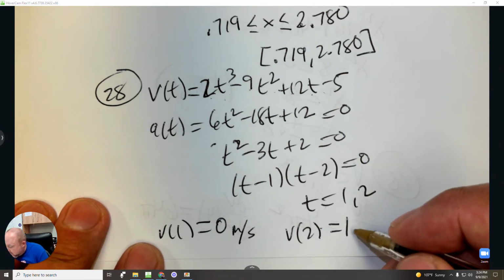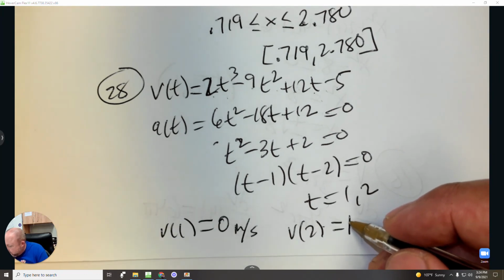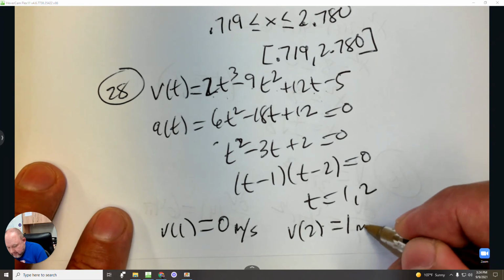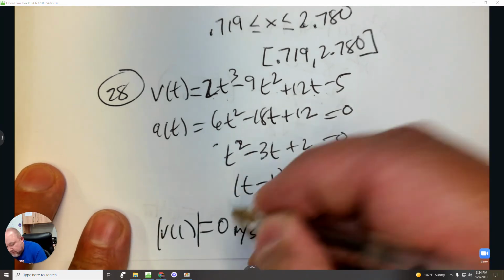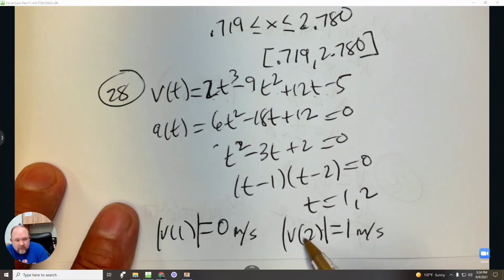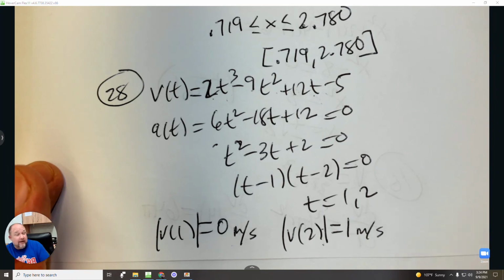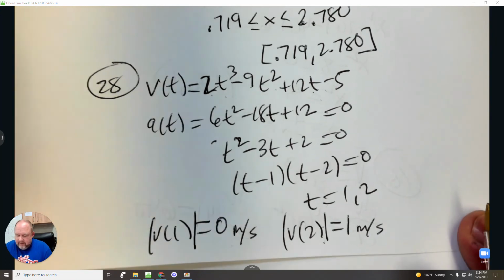And again, because it says speed, right? This would be, now 0 is 0. But here, if you had a negative answer, you do the absolute value of that, and it becomes positive. Because we're talking about speed and our units. 29. Almost there.